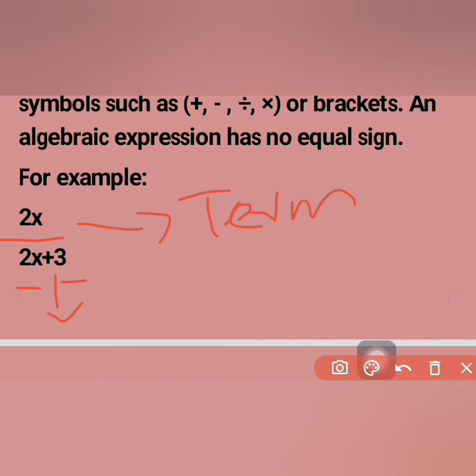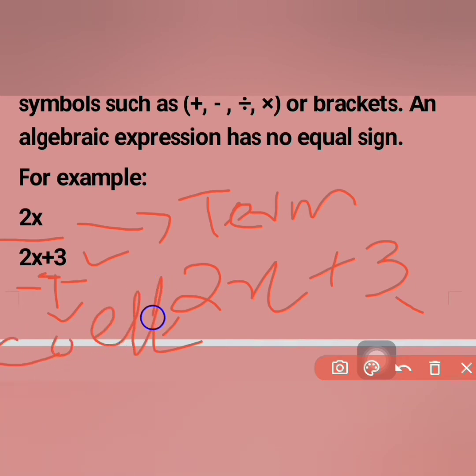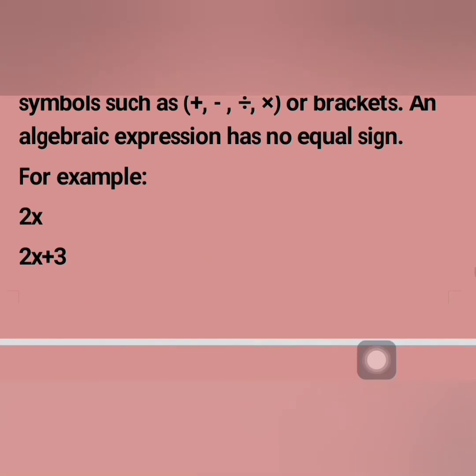In this algebraic expression, the operation used is plus. So students, you can notice that in 2x plus 3, 2 and 3 are the constants, and this 2 is also called the coefficient. Whereas the x is called the variable, and 3 is again a constant. So this 2x plus 3 is called an algebraic expression.